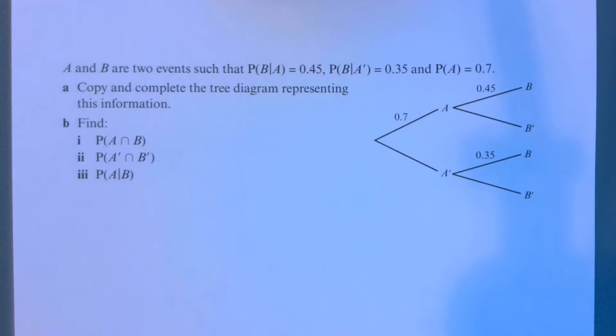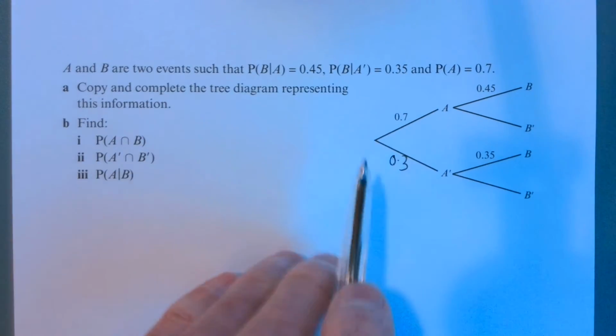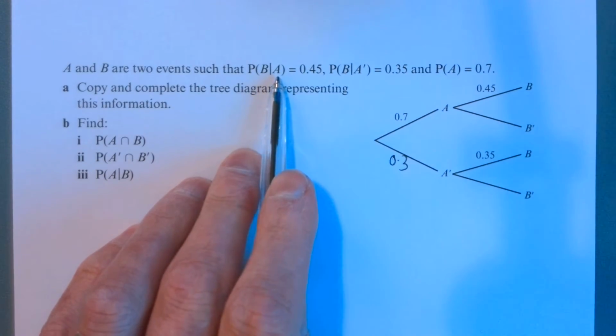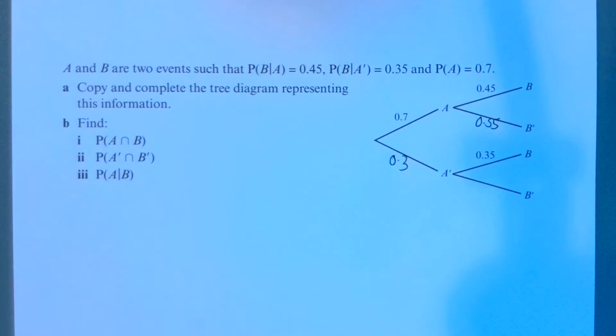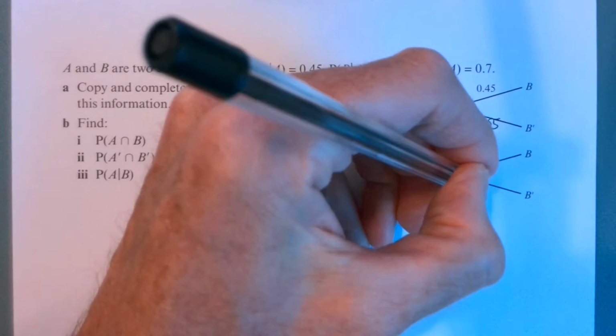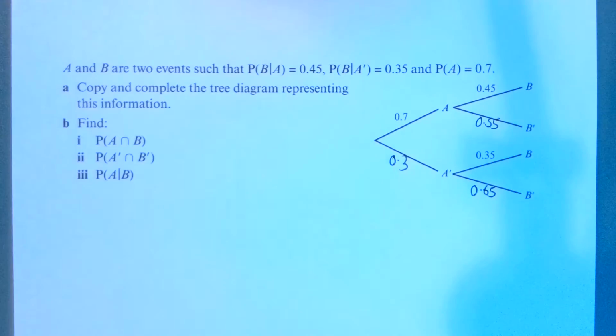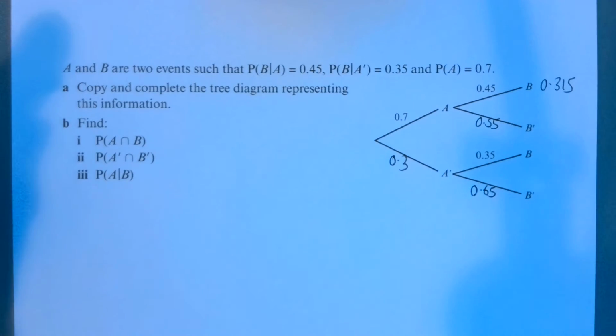So here we've got a tree diagram. We're told the probability of A is 0.7, so that's got to be 0.3. The probability of B happening given that A has happened is 0.45, so that's got to be 0.55. And the probability of B happening given that A hasn't happened is 0.35, so that's going to be 0.65. So we can then work out the probability at the ends of all of these branches. This is all a bit GCSE, isn't it? But there we go, it's all good fun.